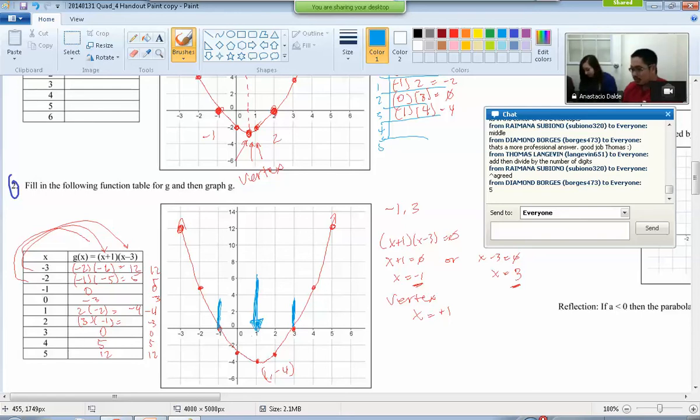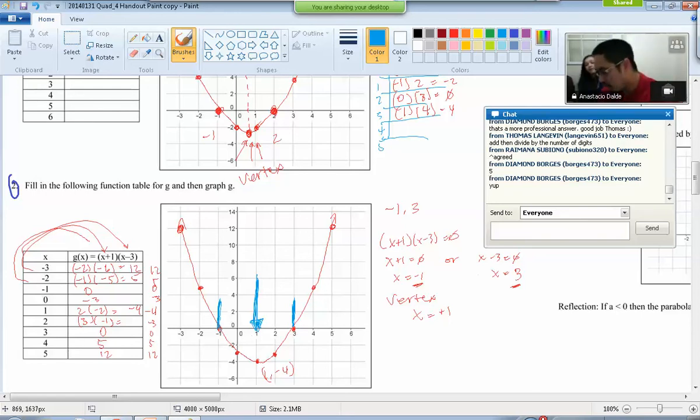So in essence, you could average negative 1 and 3. If I add negative 1 plus 3, it would give me 2, and then divide that by 2 because I added two numbers, and you get 1. X equals 1. That would be a good way to figure out the vertex.